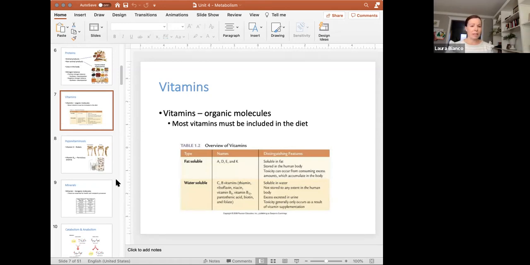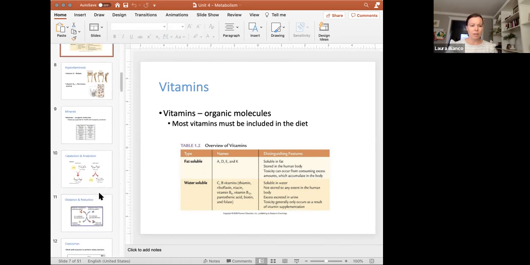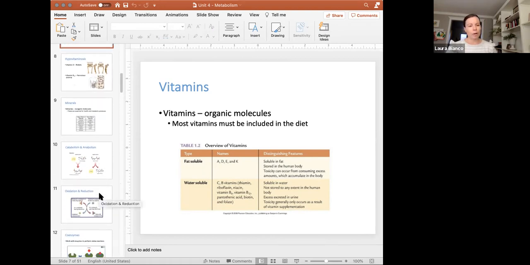There are two different categories of vitamins. Some are fat soluble, some are water soluble. So those that are fat soluble are absorbed along with fats in the digestive tract, and those that are water soluble are absorbed along with the water that's in the digestive tract. All right, so that's just a quick overview of the nutrients.